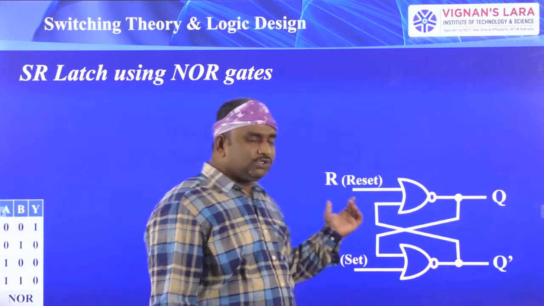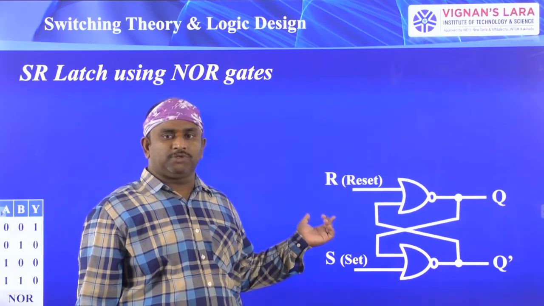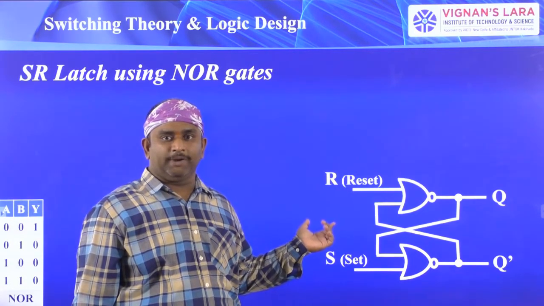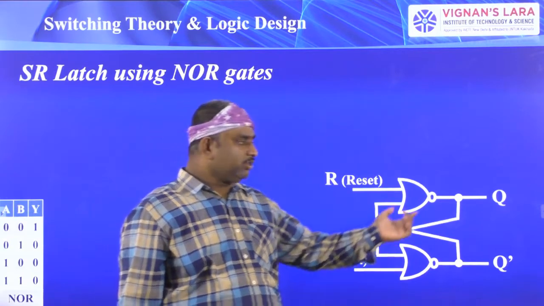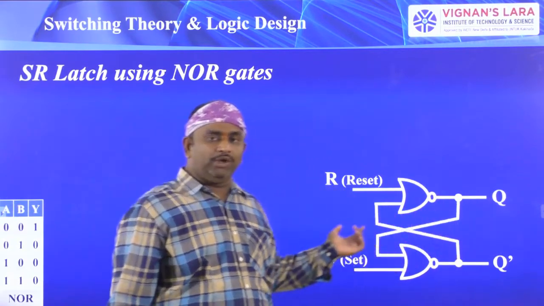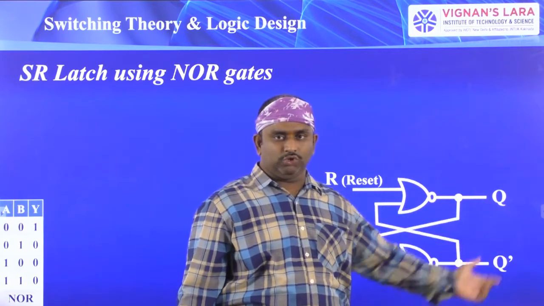Generally, any electronic gadget has two types of operation. The first is the set operation, and the second is the reset operation. When you do the set operation for a system, the output is going to be 1. When you do the reset operation for your device, the output is equal to 0.